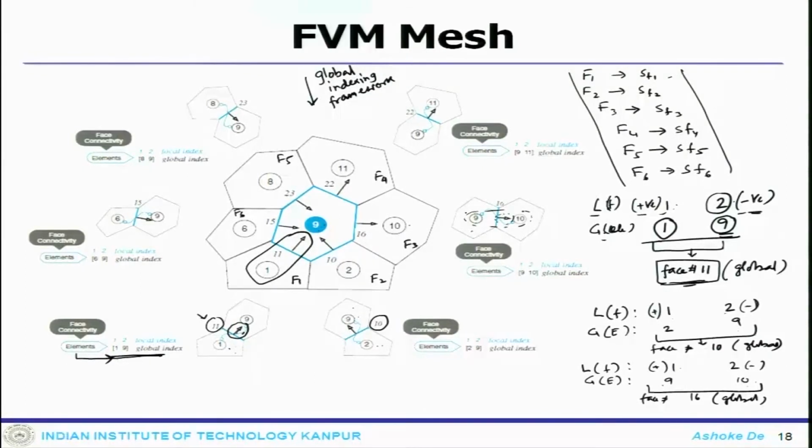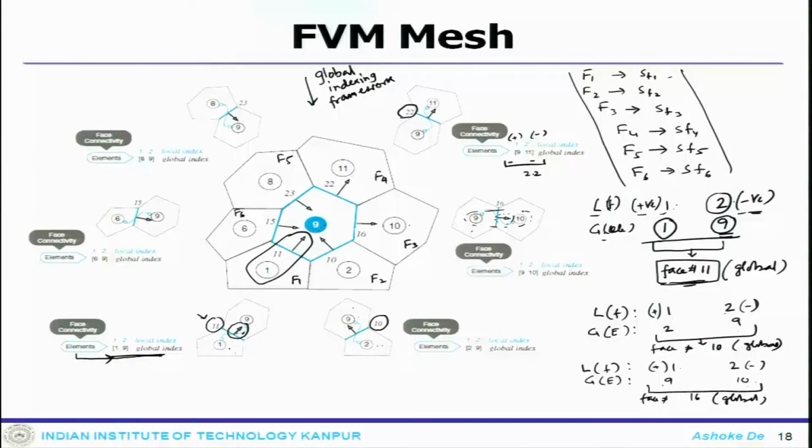Similarly, you come down to 9 and 11, the pattern is the same. The global face is 22, face connectivity 1 and 2. So, 1 would be positive, 2 would be negative. Global element numbers are 9 and 10, and the common face is 22.